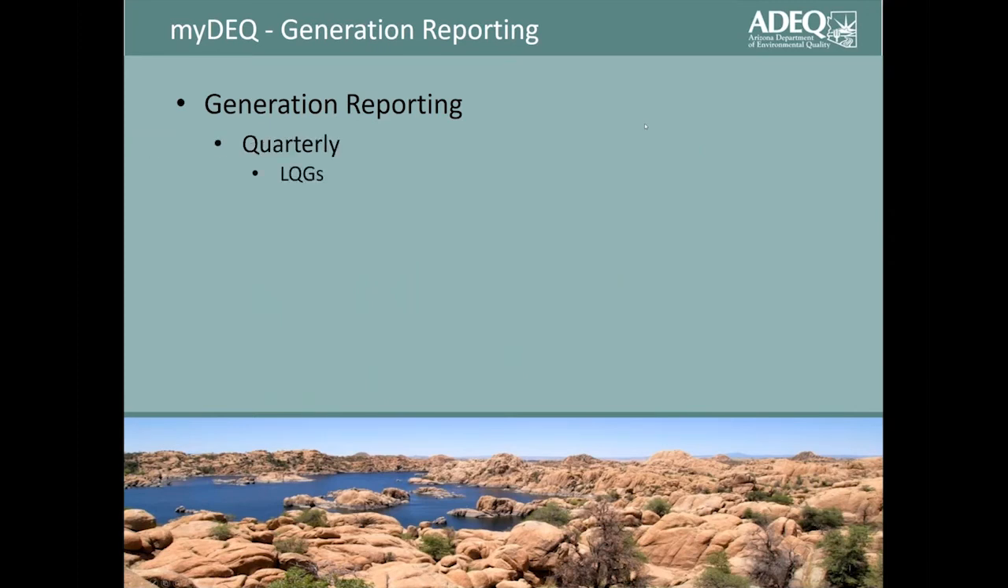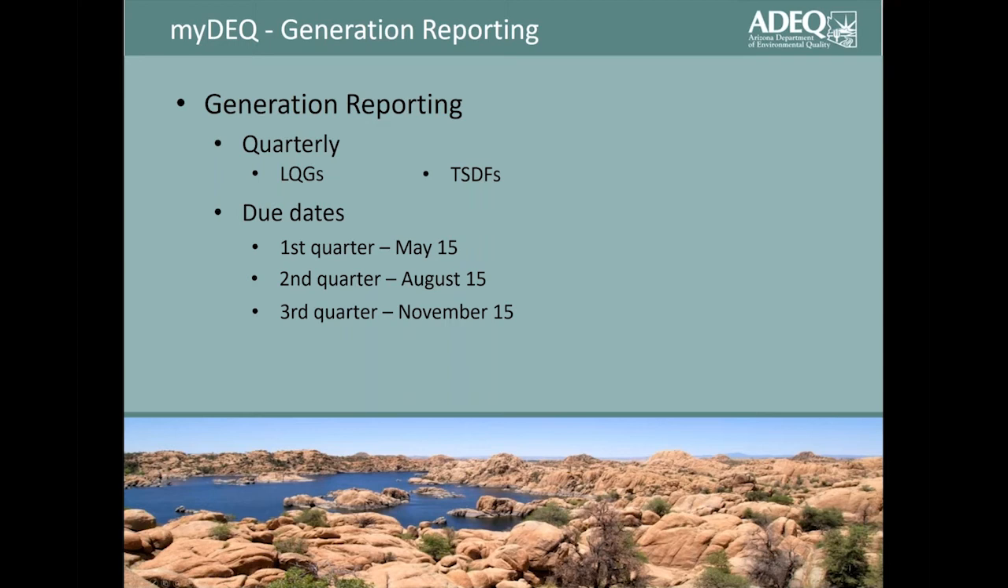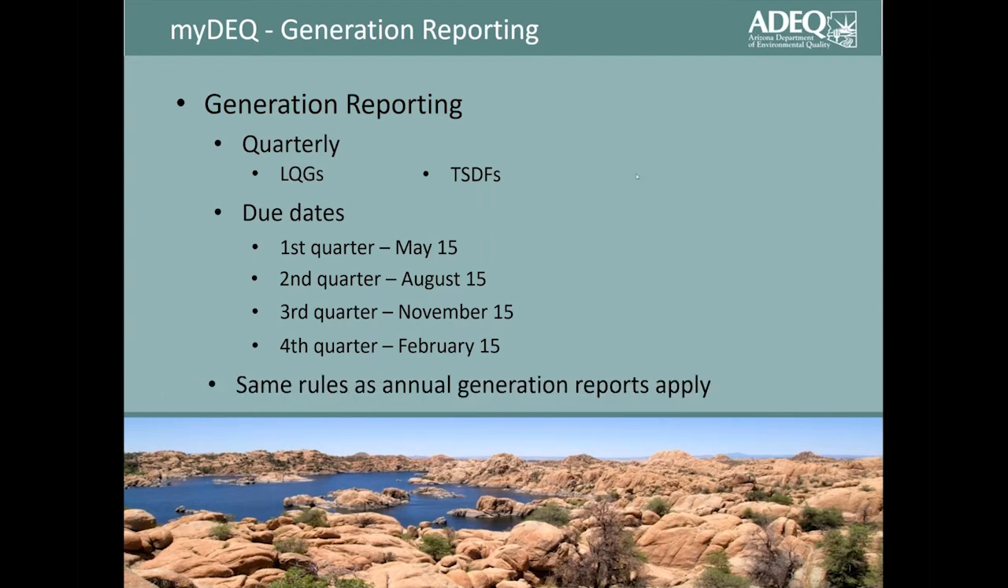Generation report is quarterly for large quantity generators and TSDFs. Those due dates are May 15th for the first quarter, August 15th for the second, November 15th for the third quarter, and February 15th for the fourth quarter. So it's basically 45 days after the quarter has ended. The same rules apply as in annual generation reports. So that means you can't submit it until after you've done your registration, and anyone can submit it that's registered in MyDEQ. You don't have to be an RCO or a DRO.